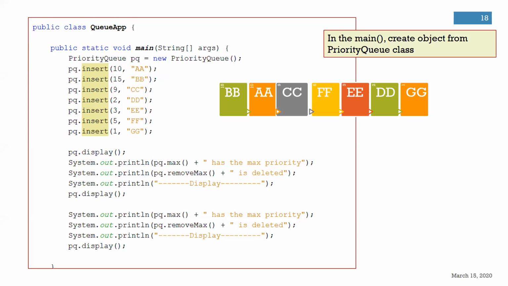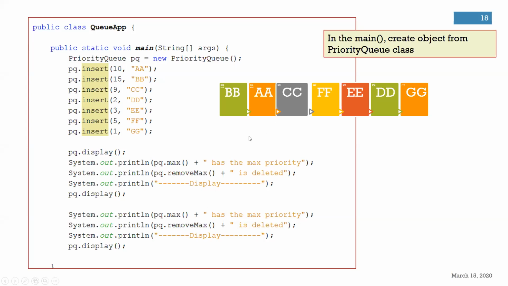So what is the output of PQ.max, which has the max priority? It's BB, very good. So what is the output of remove? What is the element we'll remove? Remove max will remove BB. If we display after remove max, we'll display from AA up to GG. So if we call max again, max will return AA.